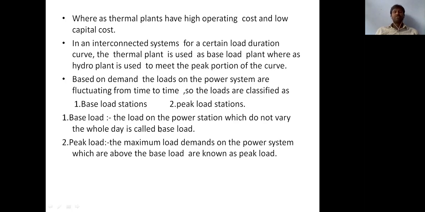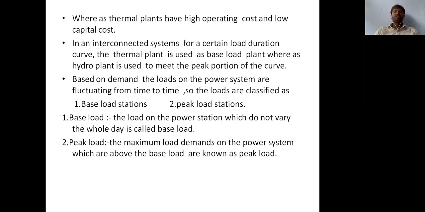What is meant by base load? The load on the power system which does not vary through the whole day is called base load. Throughout one complete day, the demand does not vary.